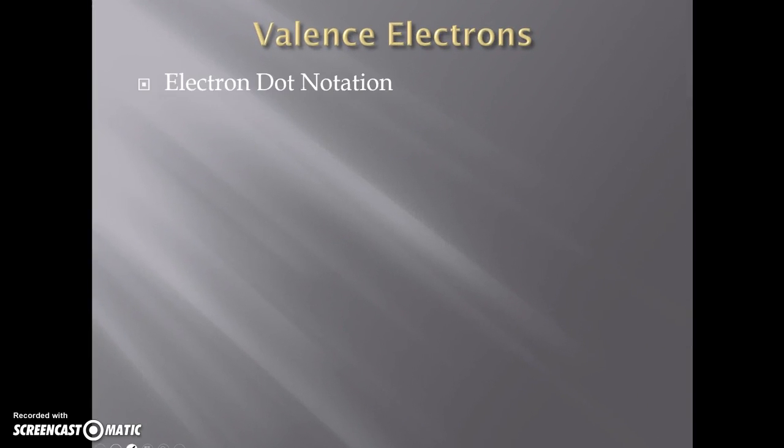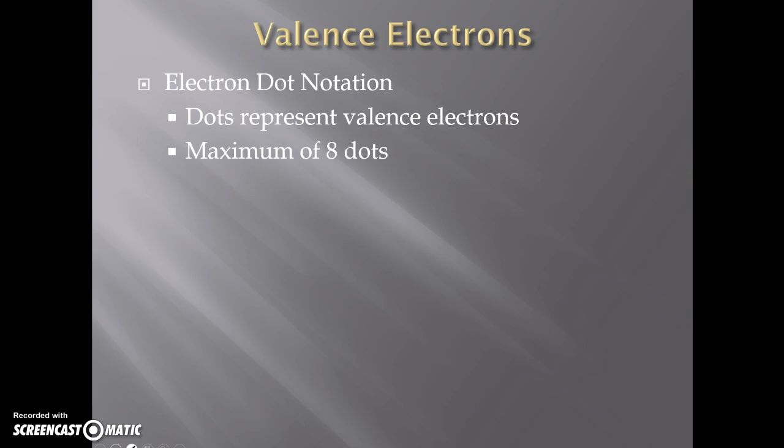Now, how do I go about writing valence electrons? Well, we use what's called electron dot notation. And there's a couple rules that are important. What we use are dots, and really you can use any symbol, but dots are the easiest because they're the fastest to write. There's a maximum of 8 dots because, as we just said, there's a maximum of 8 valence electrons. You can't have any more.